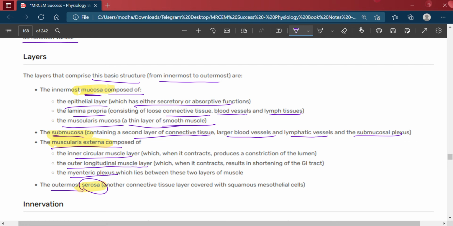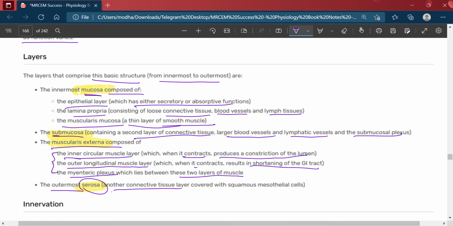The muscularis externa has the inner circular layer, which when it contracts produces constriction of the lumen. The outer longitudinal muscle layer, when it contracts, results in shortening of the GI tract. And the myenteric plexus lies between those two layers of muscle. These three are in the muscularis externa, and the outermost is the serosa, another connective tissue layer.